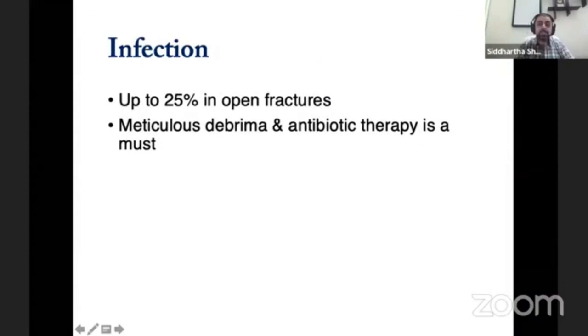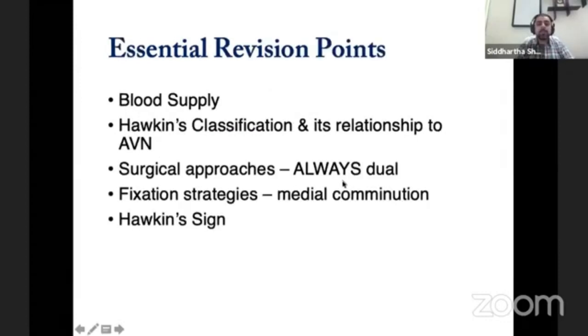Infection is seen mostly in open fractures. Therefore, a meticulous debridement and antibiotic therapy is a must to prevent infection.